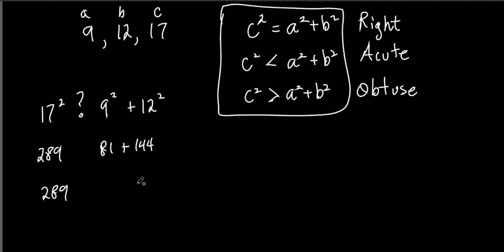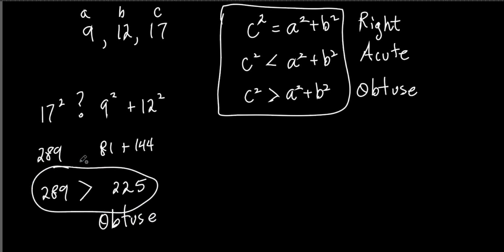What's this? That's a 5, and that's a 2. Is that a 225? Is that right? Okay. What is 289 compared to 225? It's greater than. So what kind of a triangle is this? It's obtuse. All right? So if I give you a problem like this, I need to see this right there.